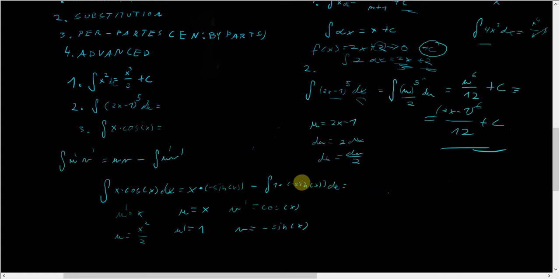What can we do with minus sine of x? We can put the minus sign in front. So what we'll get is minus x times the sine of x plus the integral of sine x. So it was sine before it was derived, dx. It was minus x times sine of x plus cosine of x, and don't forget it, the constant c. And that is our result.